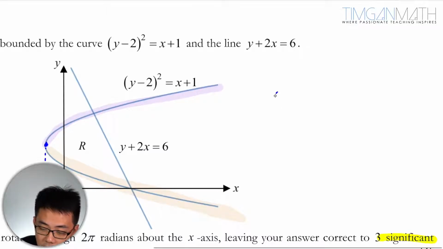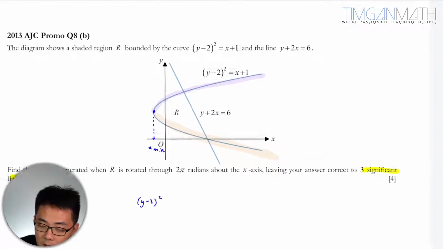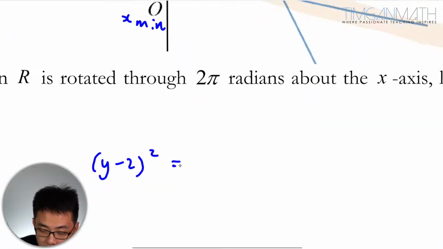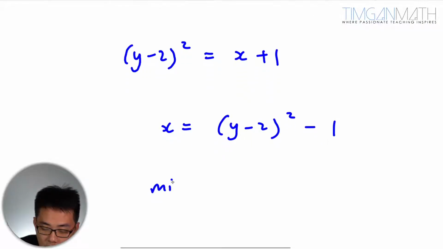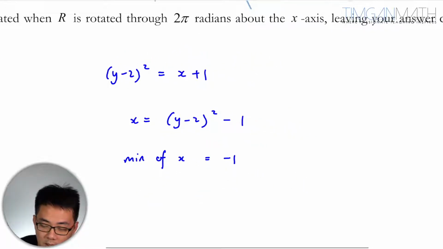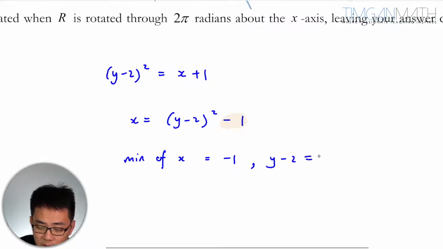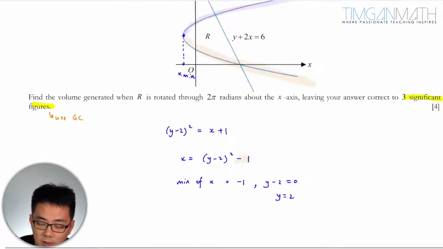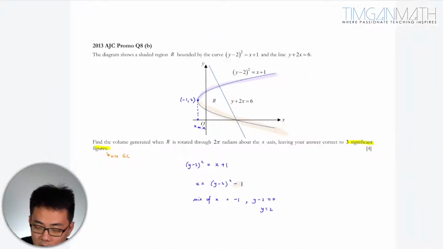So instead of y minimum, now this is x minimum. So in this case here, just rearrange. Maybe I just put this as y. (y − 2)² equals x + 1. So x here will just be (y − 2)² − 1. So the minimum of x will just be −1. Just remember that this is the minimum of x, because (y − 2)² is always positive or at least 0. Essentially y − 2 will be 0 when y equals 2. So in this case here, this is actually (−1, 2). Alright, so that's the minimum of x there.